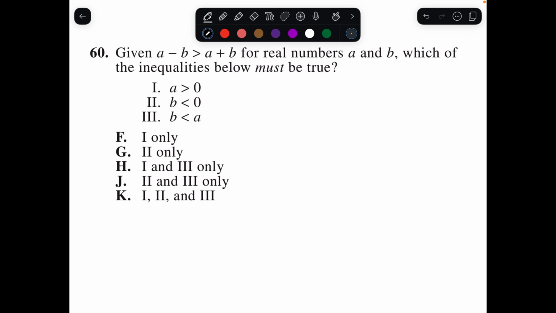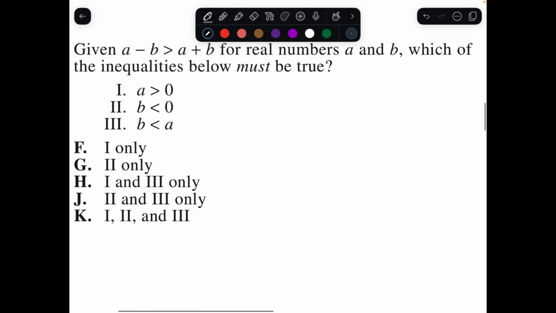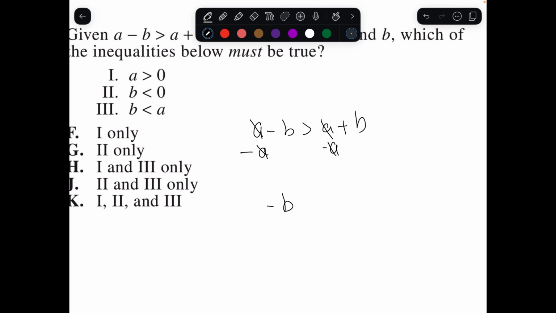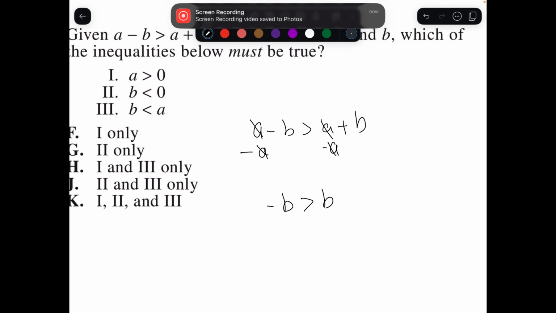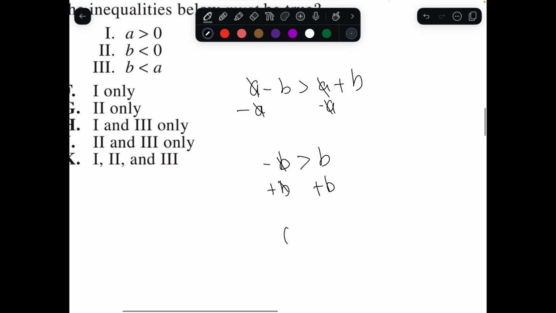On to the last question, question 60, which says, given a minus b is greater than a plus b for all real numbers a and b, which of the inequalities below must be true? So for this question, let's simplify the inequality first. The first step would be to subtract a from both sides. Notice the a's cancel out, so you get negative b greater than b. Now if I add b to both sides, I get 0 greater than 2b.